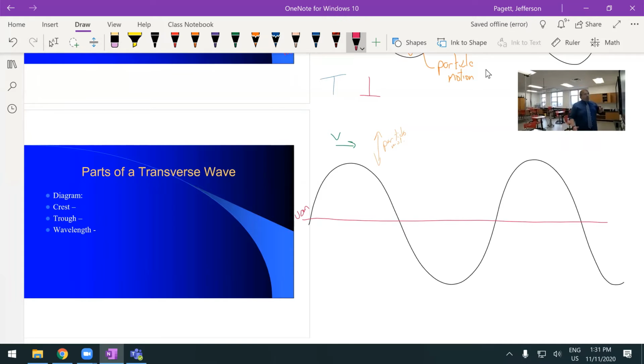Okay, the crest, that's going to be the highest part of the wave. So I'll label that with a red X. This is my crest. And here's my crest. Whereas opposed to that, the trough, I'll put that in purple. That's my lowest part of the wave.